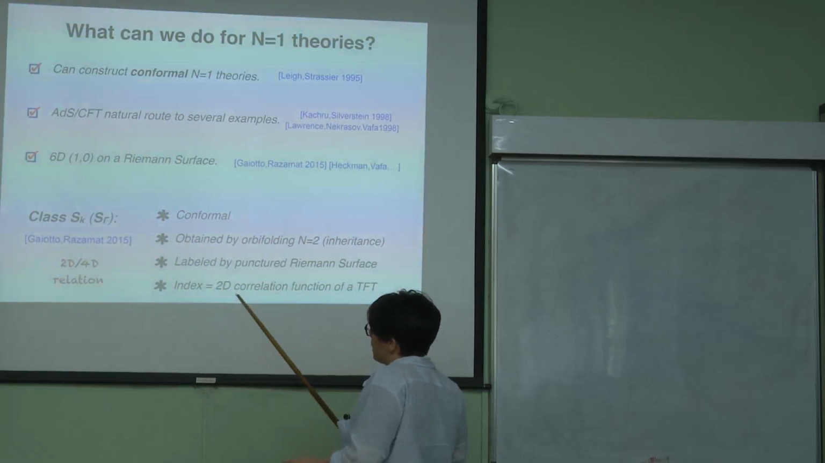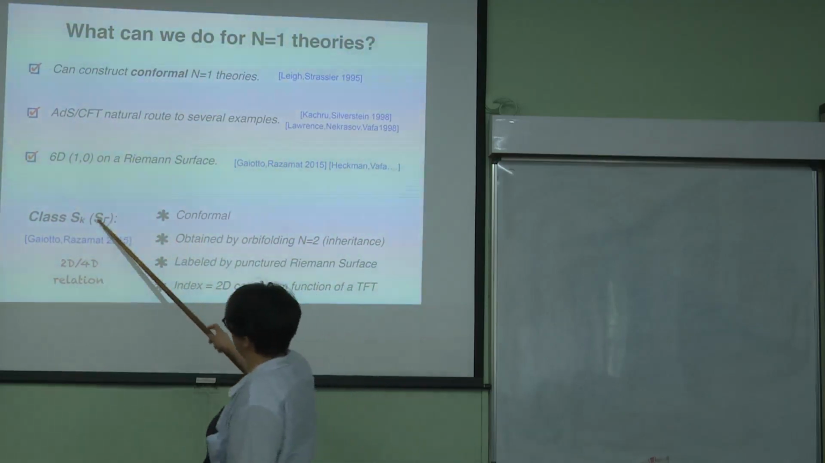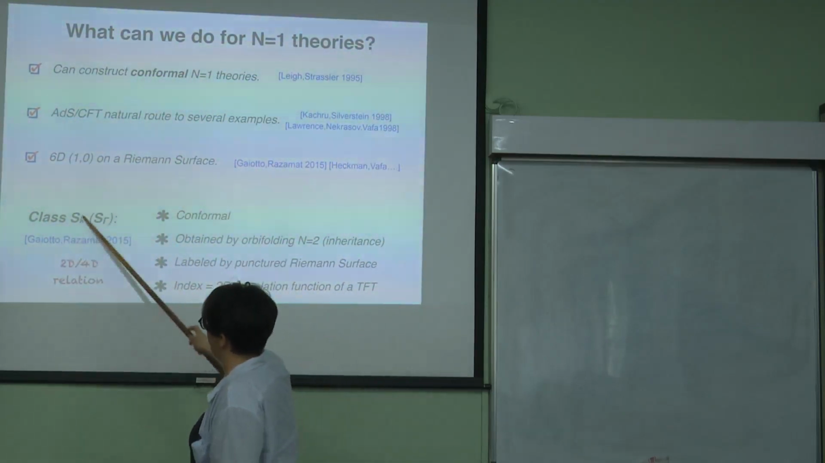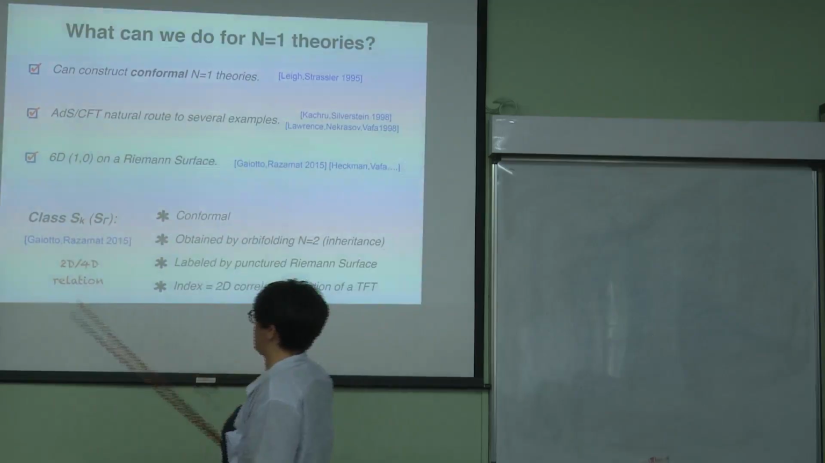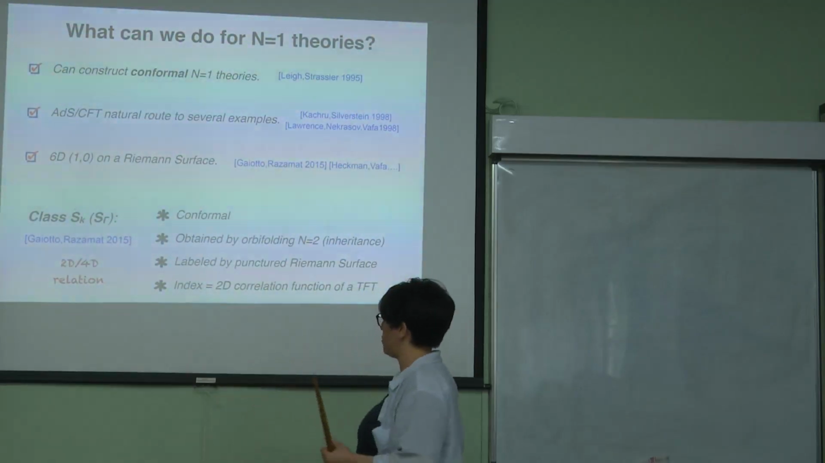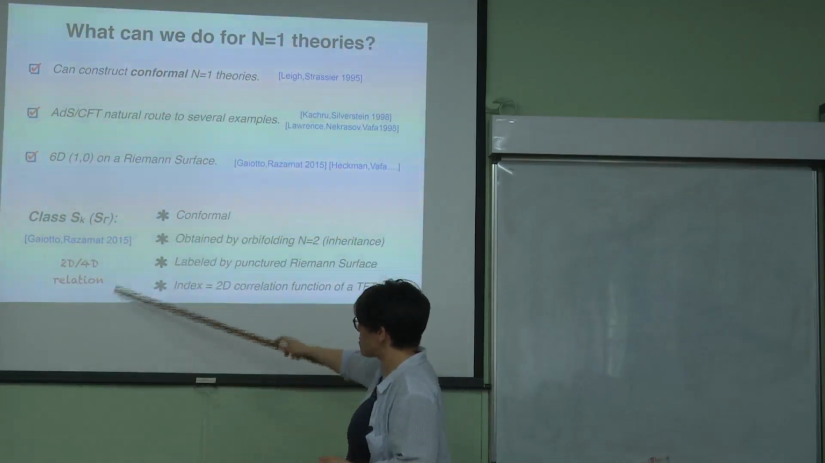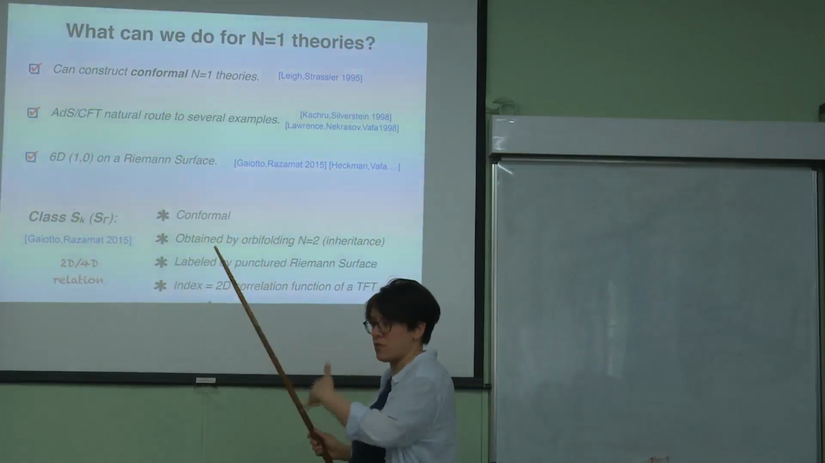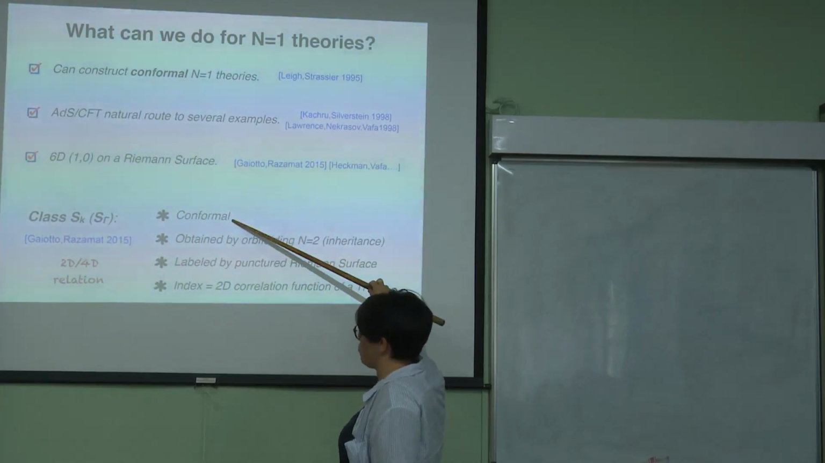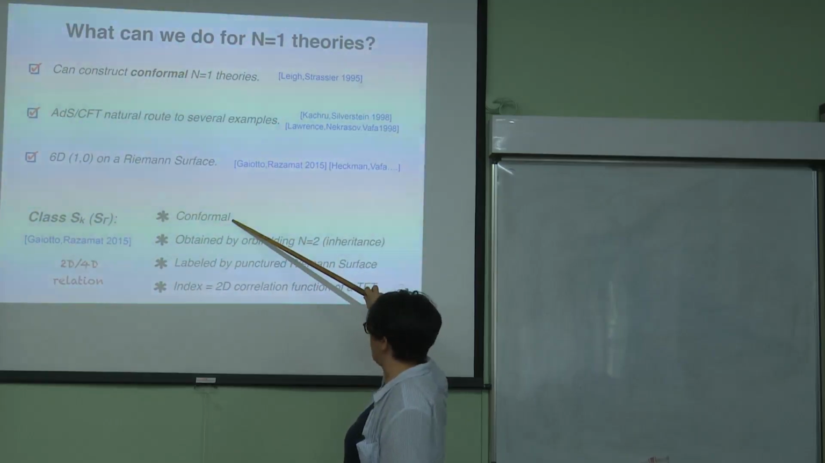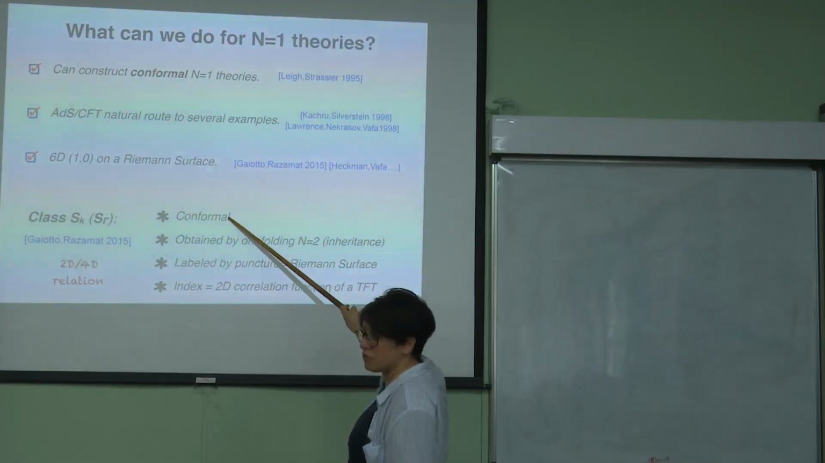And there is a subclass of that Bah would call S_k, but the original thing was S_Gamma, and S_k was, the original thing was written in this paper in 2015 by Razamat and Gaiotto. So this is a class, I will introduce this class very slowly, but very quickly what happens is, of course, this is a class of theories that you obtain by orbifolds, and it comes out to be conformal immediately.